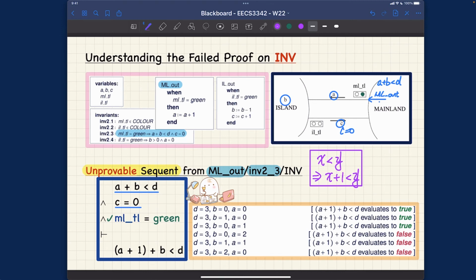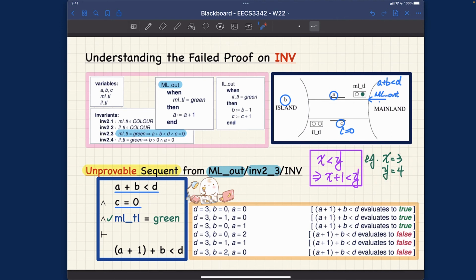Is this possible? Apparently this is not possible because, for example, what if, let's say, x is actually equal to 3 and y is actually equal to 4. In this case, 3 strictly less than 4, true. However, 3 plus 1 is 4. 4 strictly less than 4 itself is false. So we got true implies false. So this is unprovable.